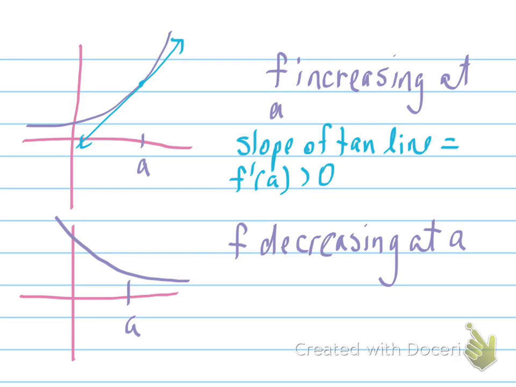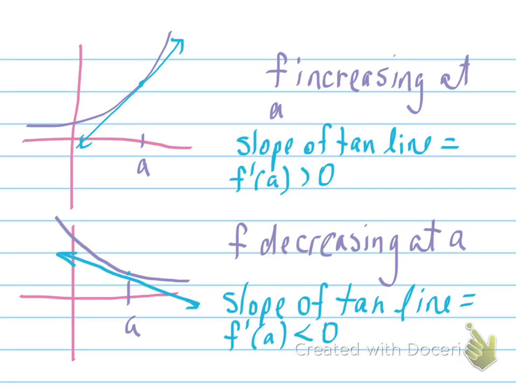On the other hand, if I draw a decreasing function at a, and again I draw the tangent line, notice that the slope of that tangent line is going to be negative. So since the slope of the tangent line is f prime of a, that means a decreasing function is equivalent to the derivative being negative, assuming the derivative exists.